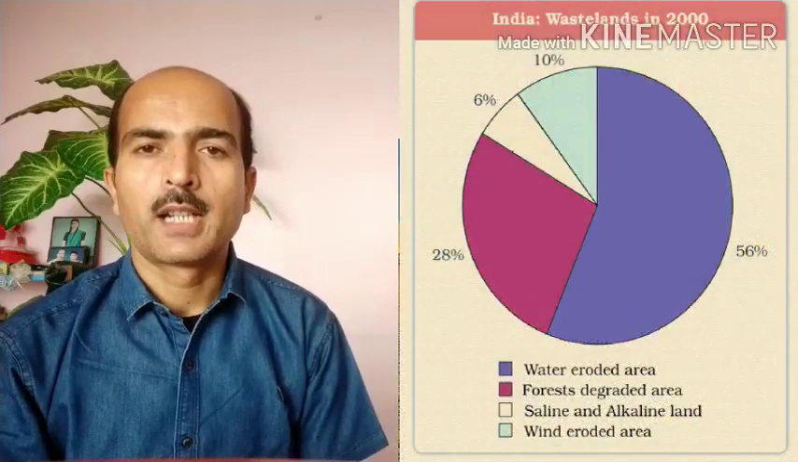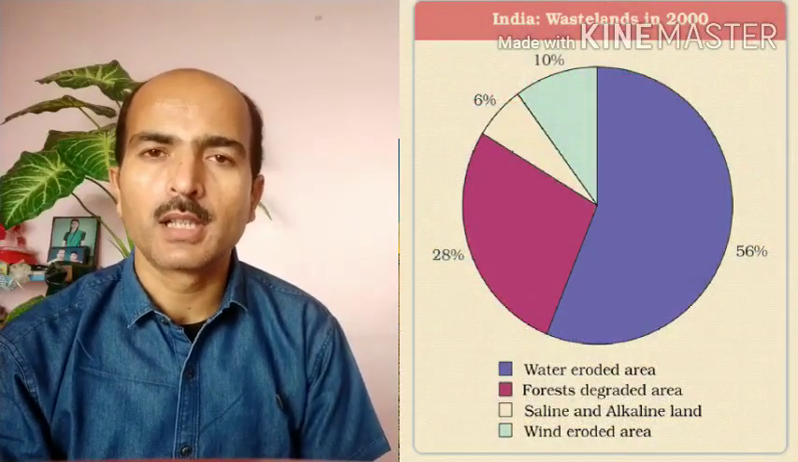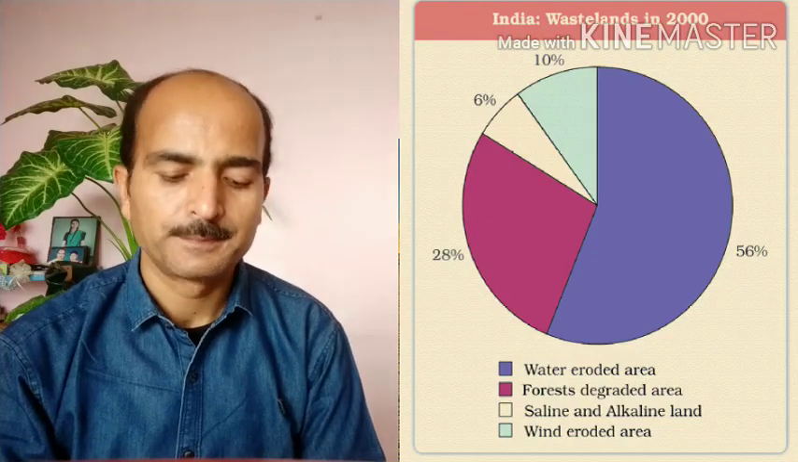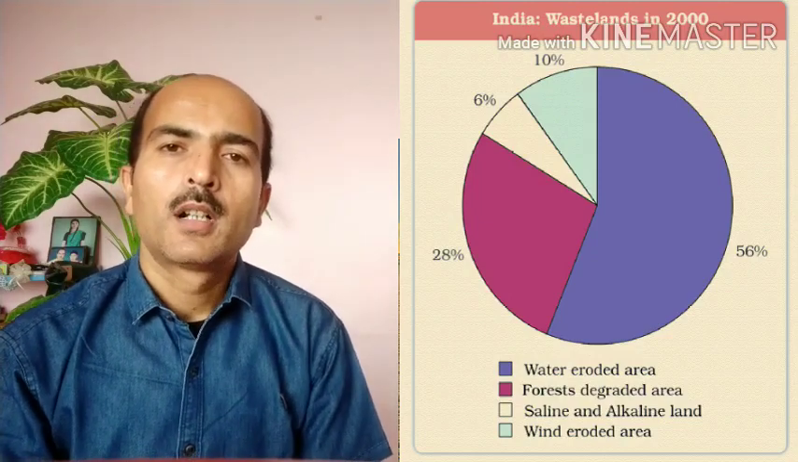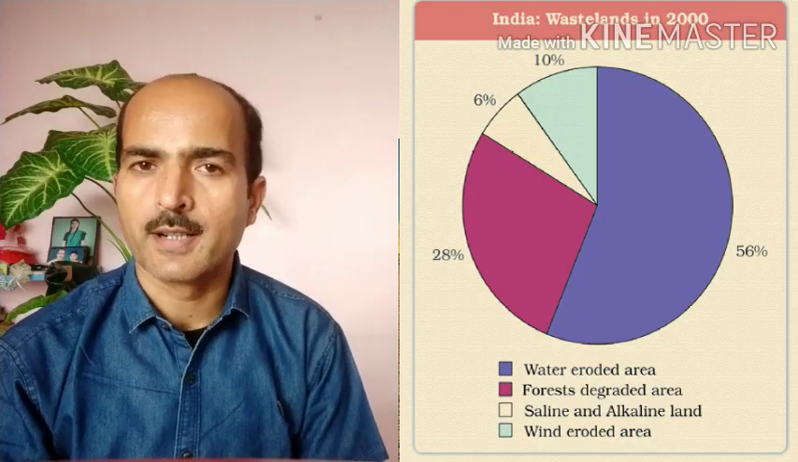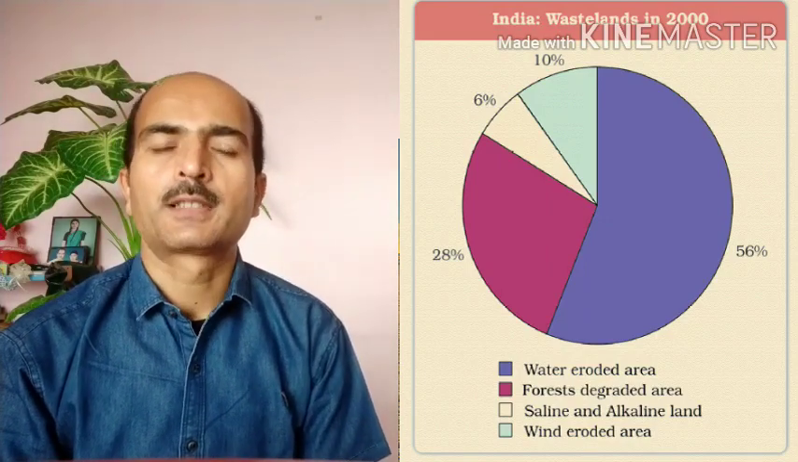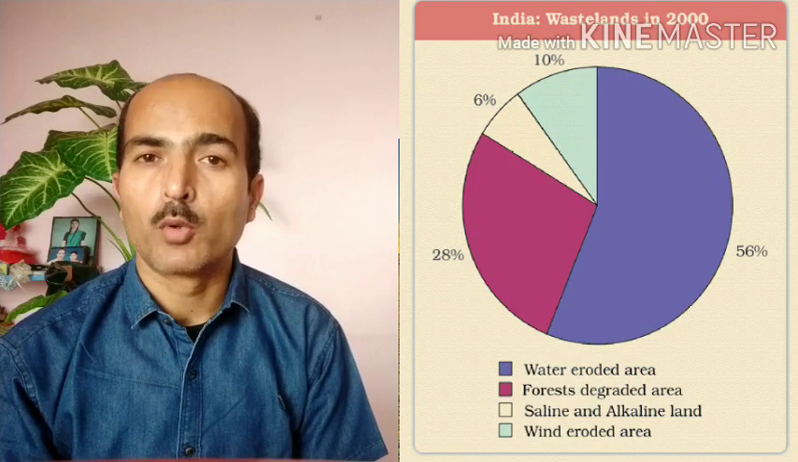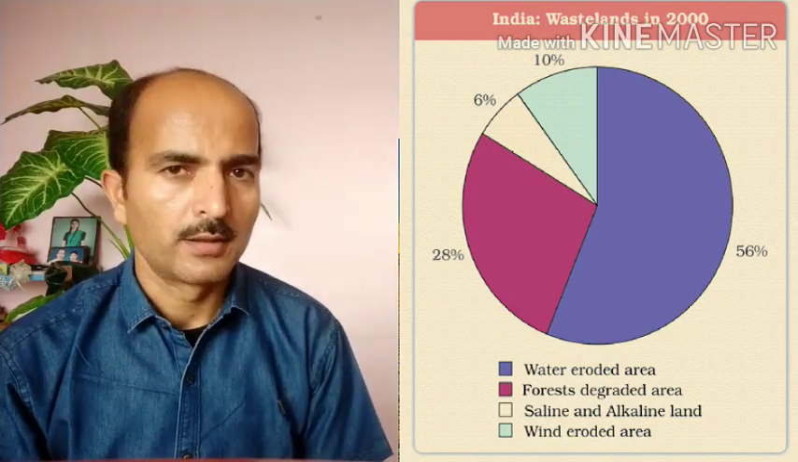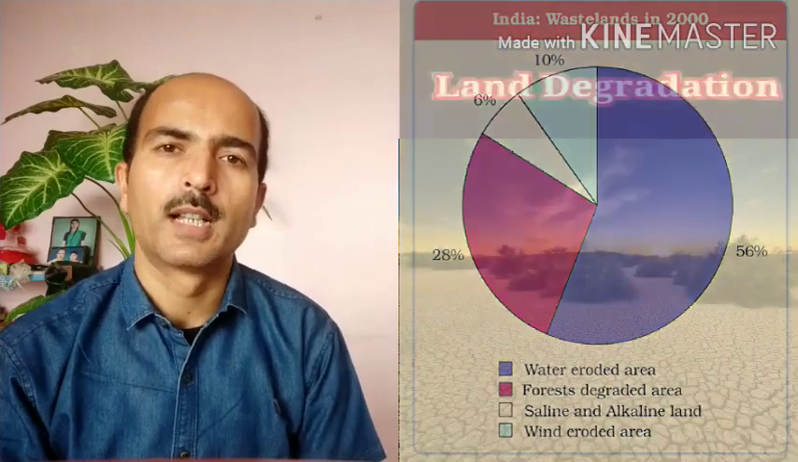Let's see the pie chart. At present, there are 130 million square kilometers of land area which are degraded. Out of it, around 28% is forest degraded area. 56% is water eroded area, and the rest is saline and alkaline, which is not usable for us.